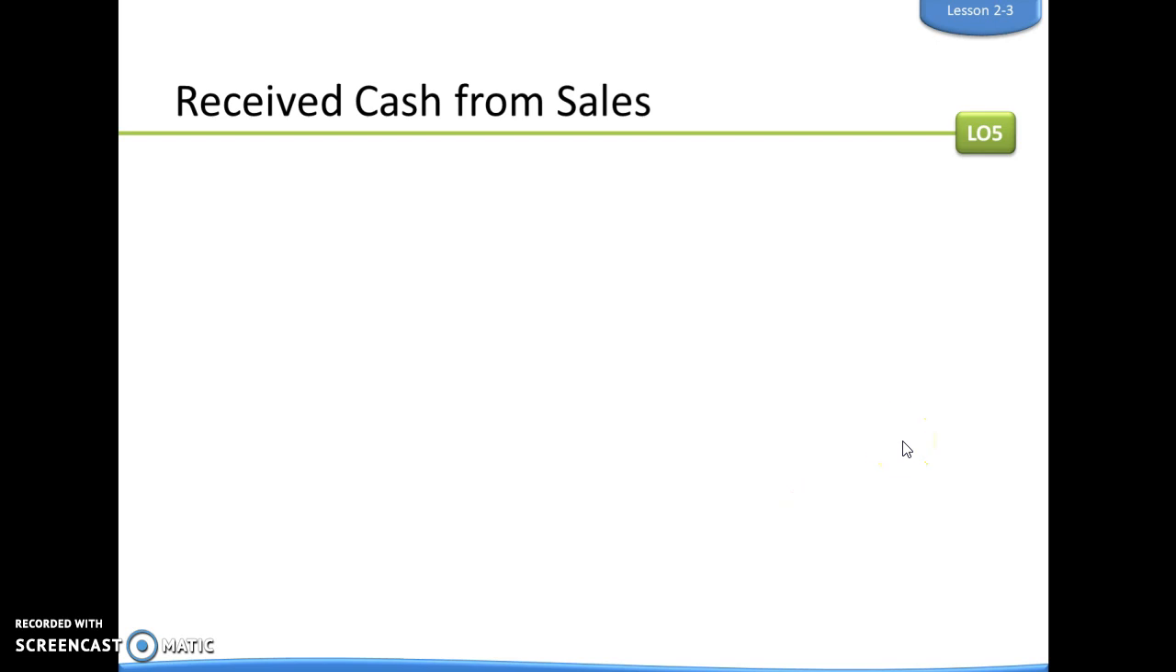Okay, so we're going to look at the first transaction here. Remember, we're dealing with owner's equity now. This one is received cash from sales. How do we classify sales? Logan? Yeah, it's revenue. Revenue is an increase in the business, so it increases owner's equity.